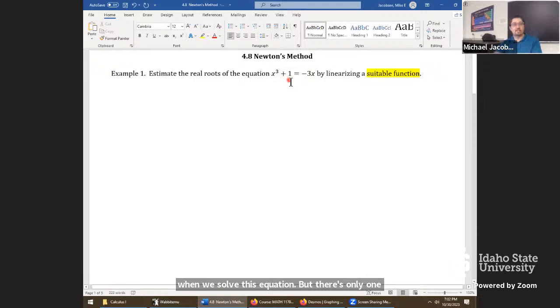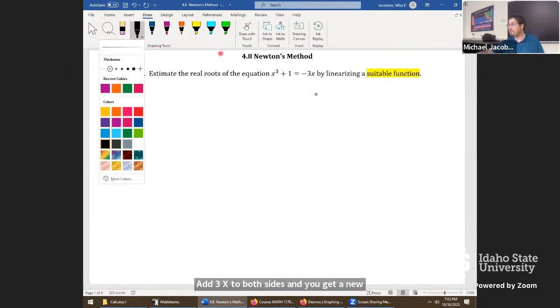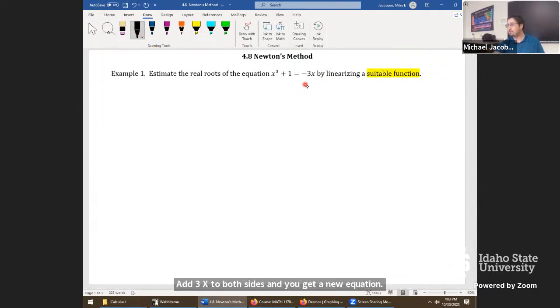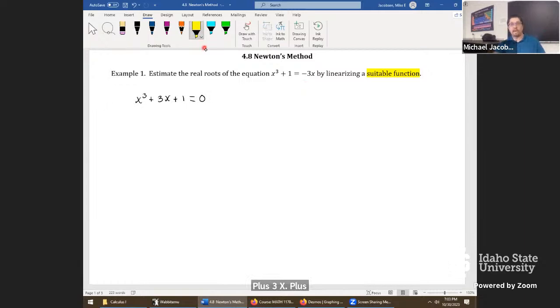And here's how it goes. If we were going to try to solve this equation, we would probably try to employ some kind of factorization if we could. That's the biggest tool we have. And to make that work, we would want 0 on one side. So we're going to start by copying that approach. Add 3x to both sides, and you get a new equation. Slightly more friendly, it's x cubed plus 3x plus 1 equals 0. The moment we have that, this is the so-called suitable function that we were looking for.